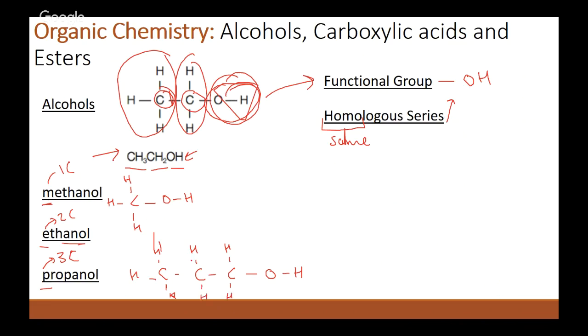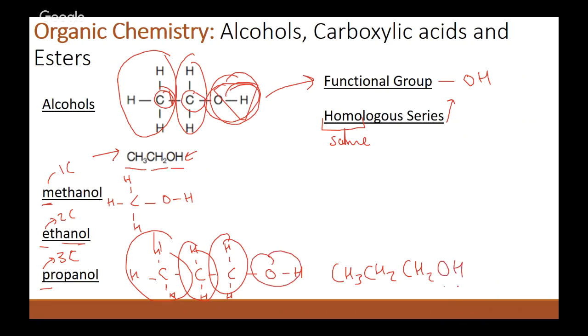So how would we write it? Well, for propanol, if you look here, we've got CH3, so we'd write that as CH3, CH2, CH2, OH, showing us that it's an alcohol. Methanol then, we'd write as CH3, OH. So you need to be able to draw and write the formula for those 3 alcohols.